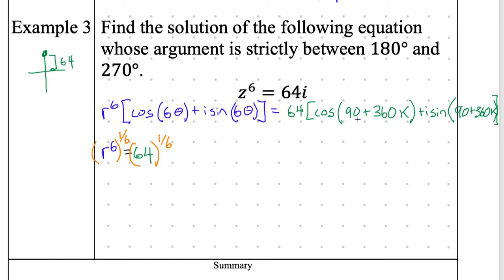Anyway, so we definitely know that r is equal to 2. That's half of the battle here. And now I need to solve for theta.